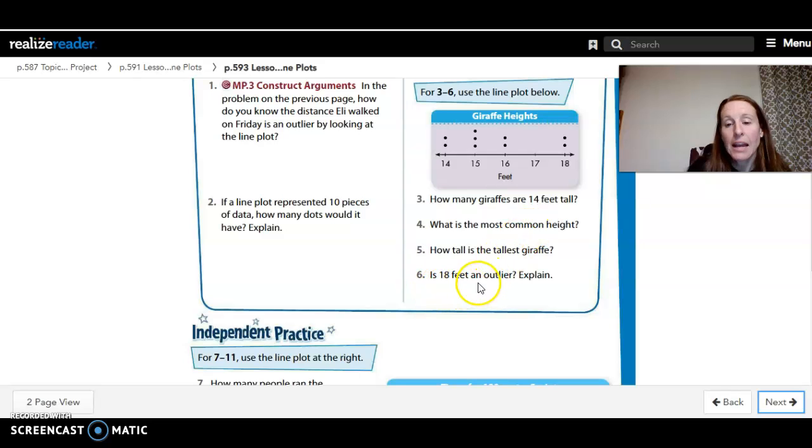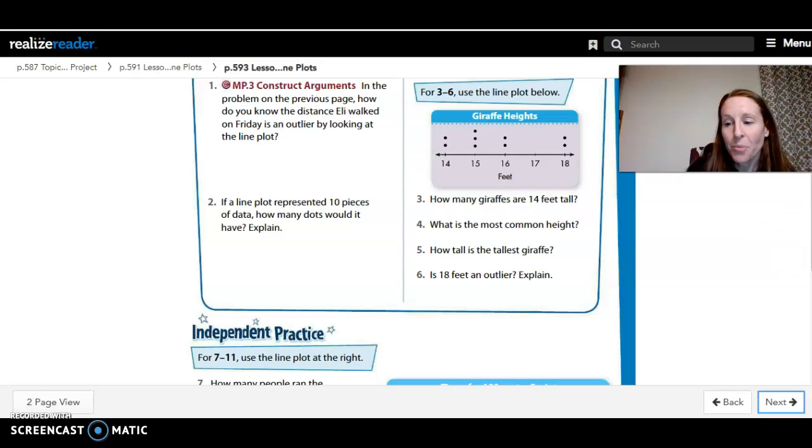And is 18 feet an outlier? Explain. Ooh, let me think about that. Well, we've got 18 over here. We've got nothing on 17, but then we've got 16. Is that out in left field? Is that completely by itself? No, it's not. Even though there's nothing at 17, it's still close to the data. You'd have to be maybe at 19 or 20 to be a real outlier. 18, no. Maybe you're center field. I don't know. But no, you're not an outlier.